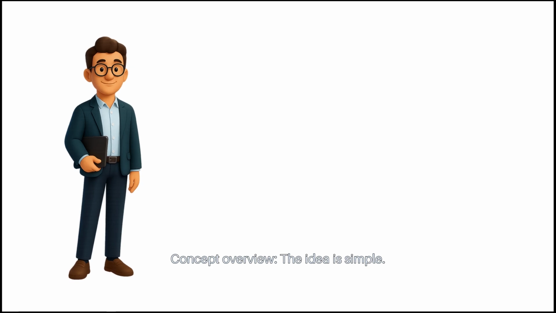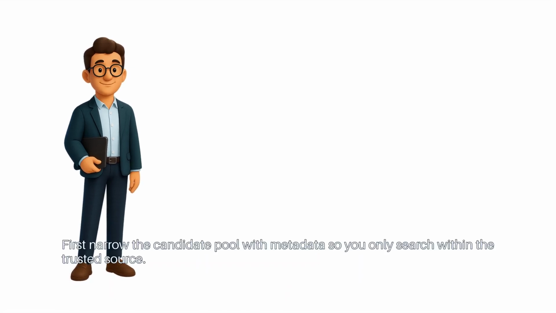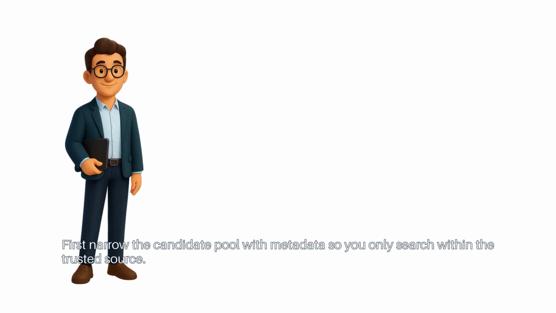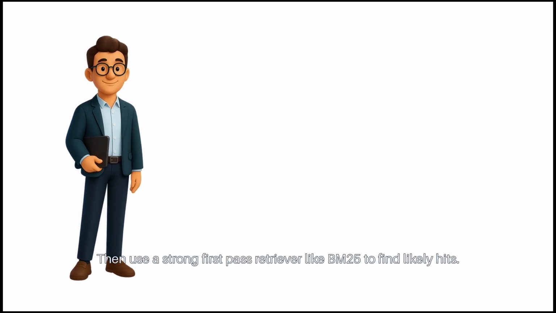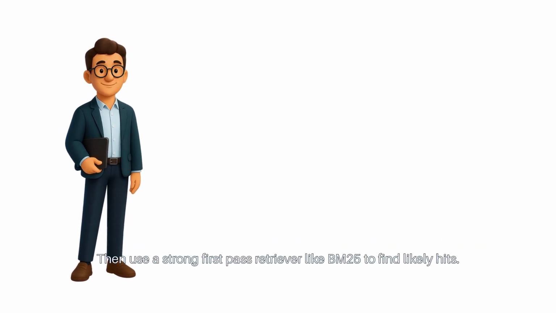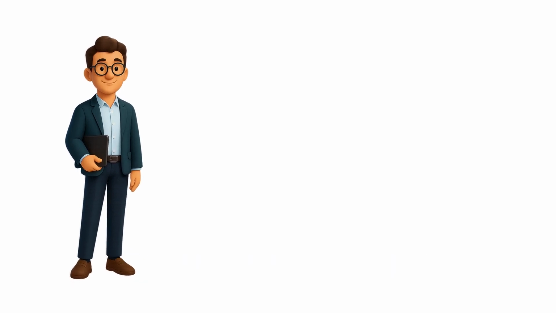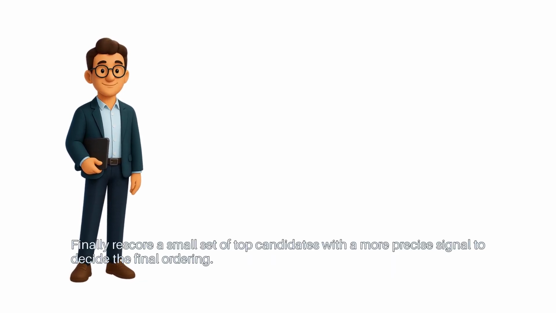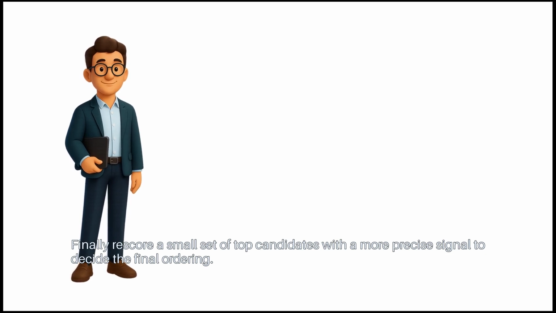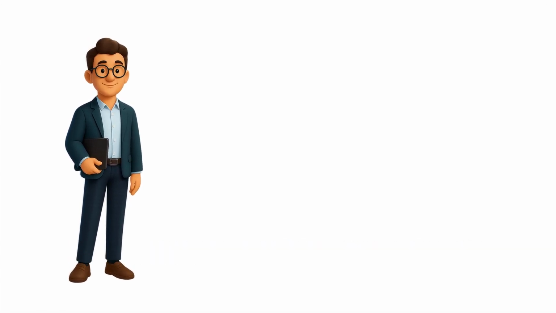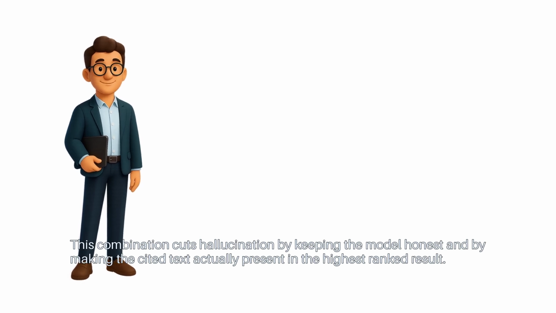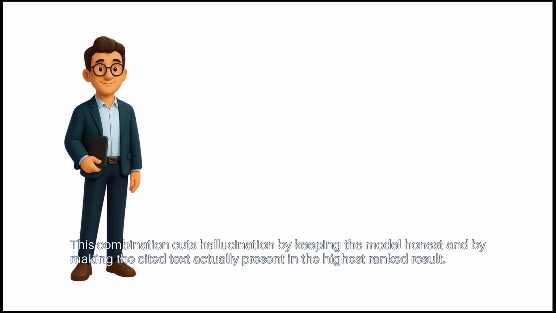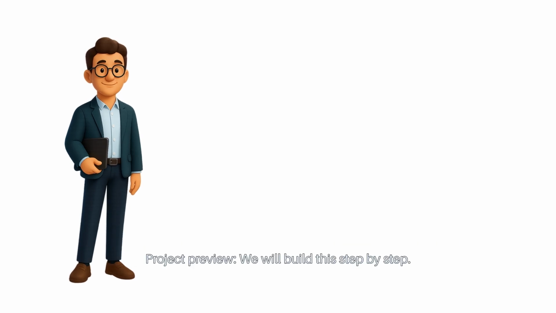Concept overview. The idea is simple. First, narrow the candidate pool with metadata, so you only search within the trusted source. Then use a strong first-pass retriever like BM25 to find likely hits. Finally, rescore a small set of top candidates with a more precise signal to decide the final ordering. This combination cuts hallucination by keeping the model honest and by making the cited text actually present in the highest ranked result.